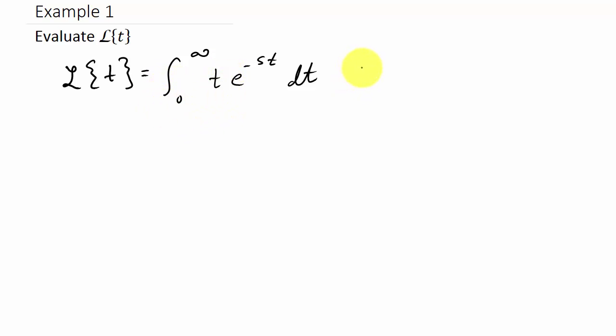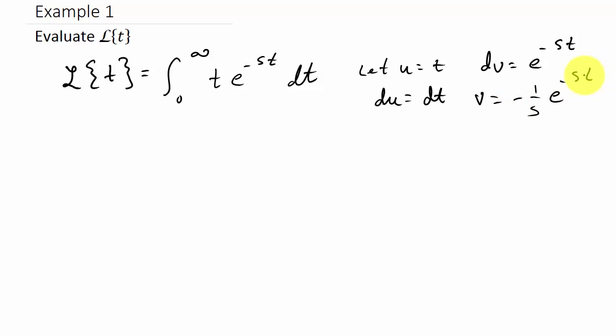Alright, so we're going to let u equal t, so that gives us du equals dt, and then we're going to let dv equal e to the negative st, so that means v, if we integrate that, is negative 1 over s e to the negative st. Alright, so this is going to equal u times v, so that's negative 1 over s times t e to the negative st, integrated from 0 to infinity, minus the integral of du times v.